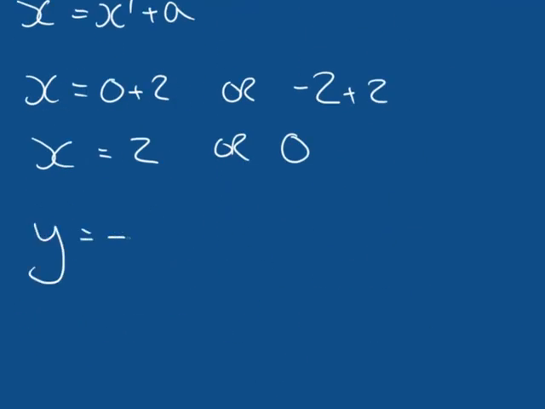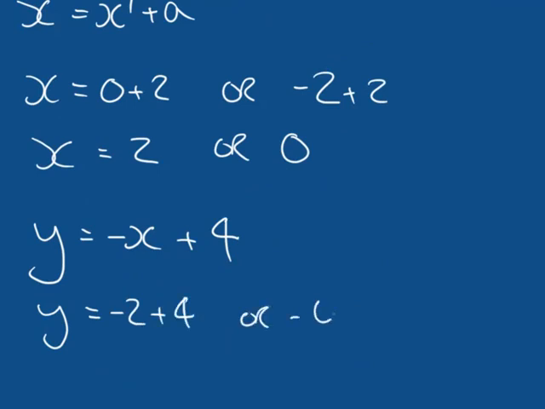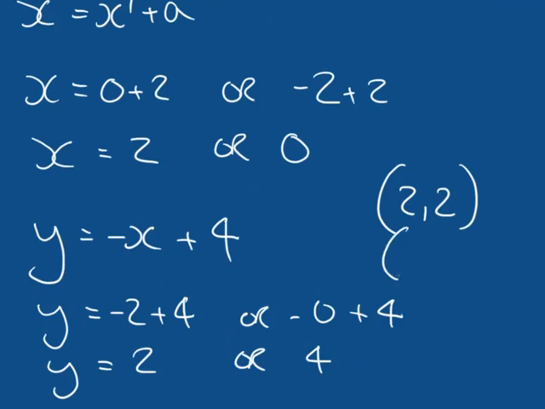Y is equal to minus x plus 4, therefore y is equal to minus 2 plus 4, or it is equal to minus 0 plus 4. That means y is equal to 2, or it is equal to 4. That gives our points of intersection as 2 in x, 2 in y, or 0 in x, 4 in y. So again, that's 0, 4, 2, 2.